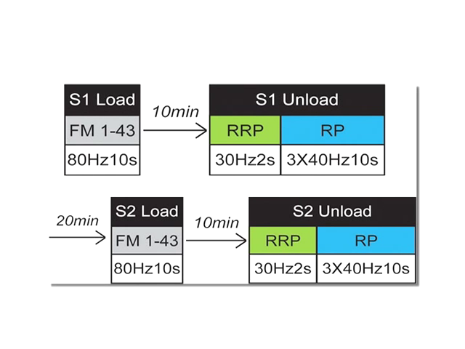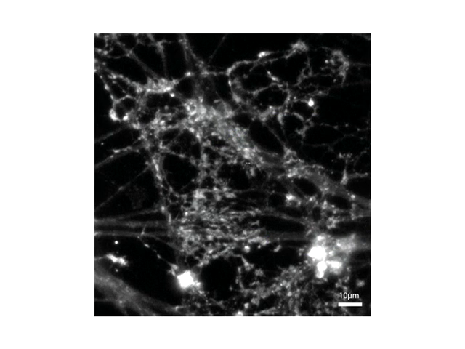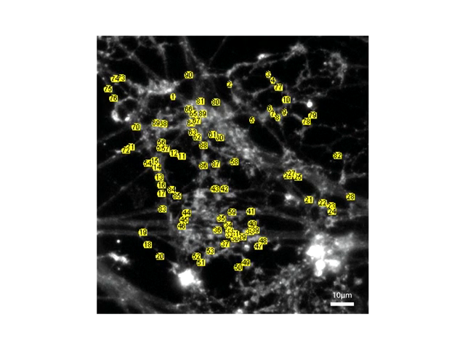Shown here is a flowchart of a control experiment where cerebellar granule neurons were loaded with 10 micromolar FM1-43 using 80 Hz 10-second stimulation. Here is an image showing nerve terminals loaded with FM1-43. Here is the same image showing 90 numbered regions of interest selected for analysis after identifying active nerve terminals.